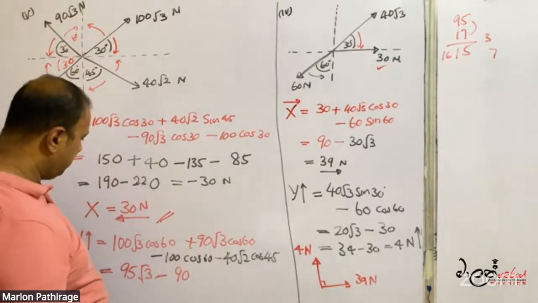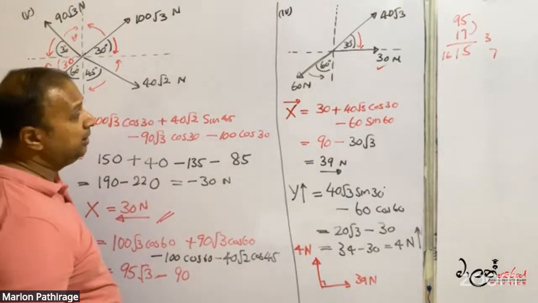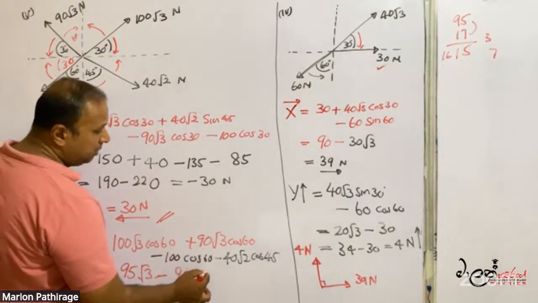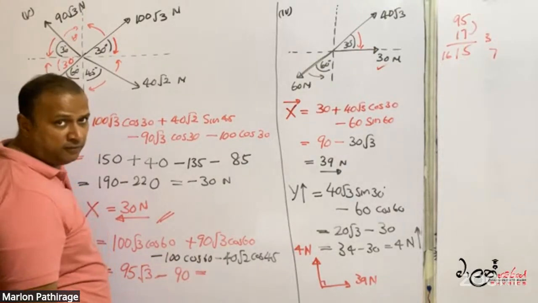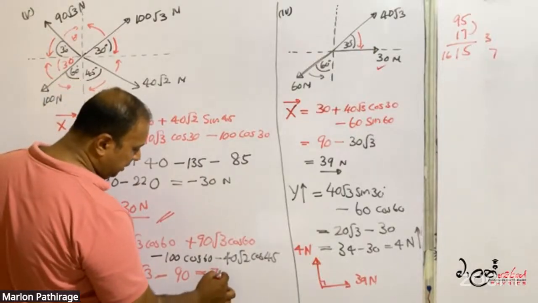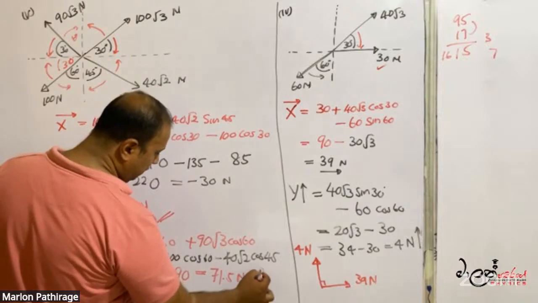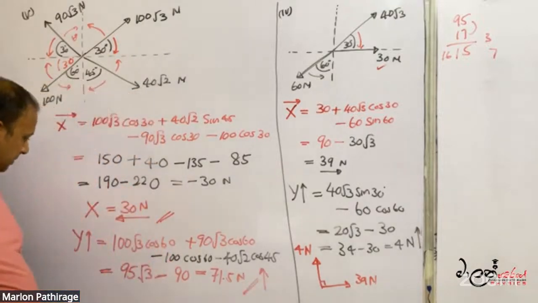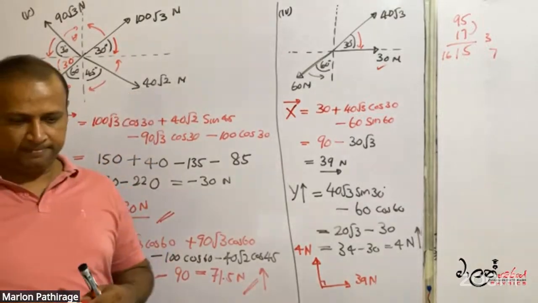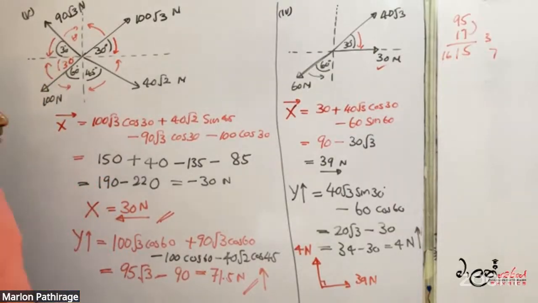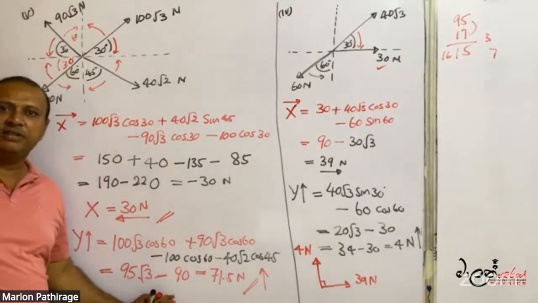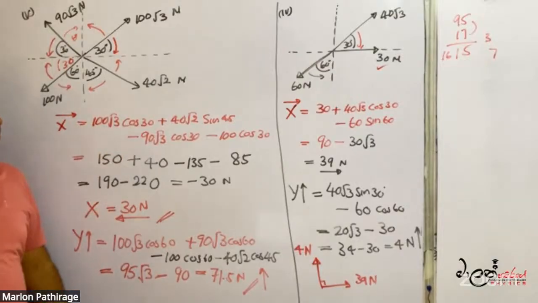161.5 minus 90, that means 71.5. 71.5 Newton, that is in the upward direction. Is that clear? If it is clear, please raise your hand.